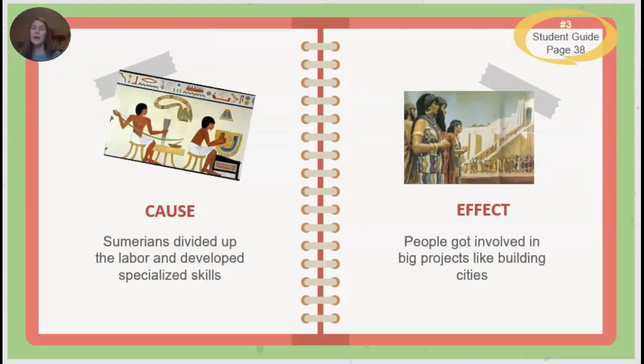Okay, and then cause and effect. Cause: Sumerians divided up the labor and developed specialized skills. And then an effect that happened because of that, where people got involved in big projects like building cities.